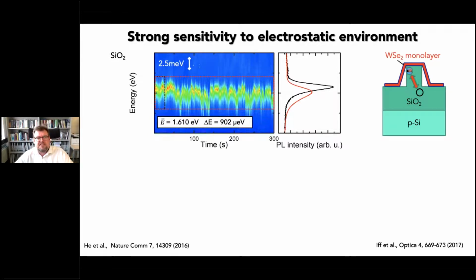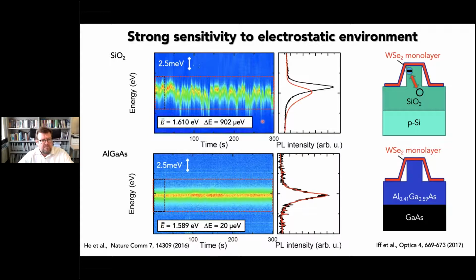And these charges, these charge traps can charge up and discharge again. And every time they do that, it causes a Stark shift of the emission line. We and many other groups have tried to fix this by going to much cleaner substrates, for example, aluminum gallium arsenide, which has been grown in an MBE machine. This has much, much better properties, and there you see this jittering is completely gone when you do things correctly.